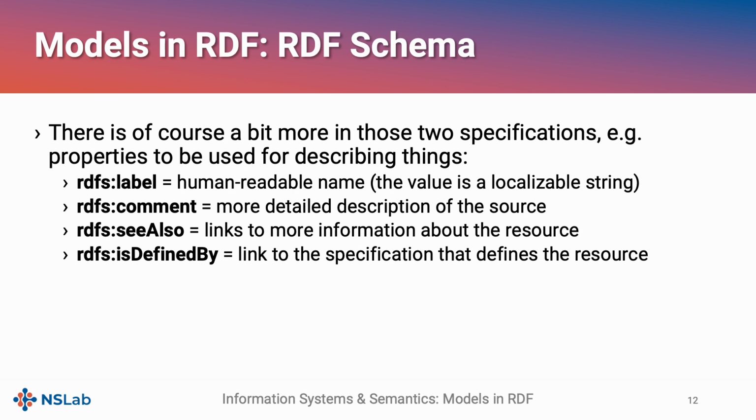Finally, there are also properties for describing resources in a human readable way. So some label, comment, or description, or a link to further information. This is rdfs:seeAlso. And also some link to the ontology or dataset where the resource that you are describing is specified. So actually some backlink to the specification.